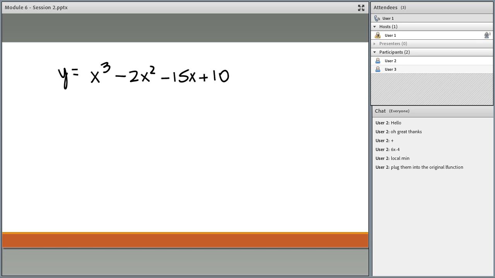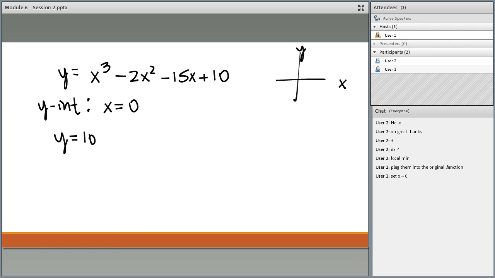But we can get the y-intercept. Do we know anything about how to find the y-intercept? Good. The y-intercept is when x equals 0. If we think about when the graph crosses the y-axis, the x value is 0. So I have y equals 10, because all of the other terms zero out when x equals 0. So we have kind of another point to give us an idea of what the graph looks like.